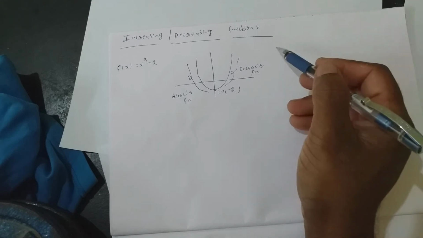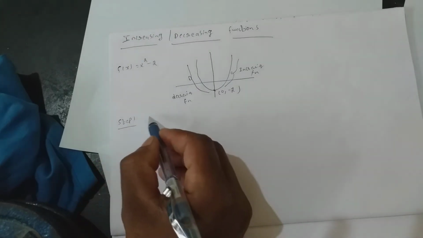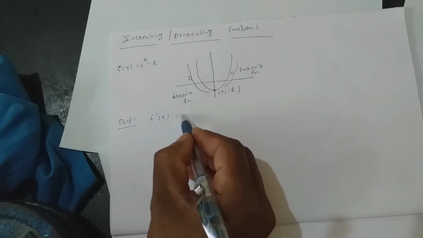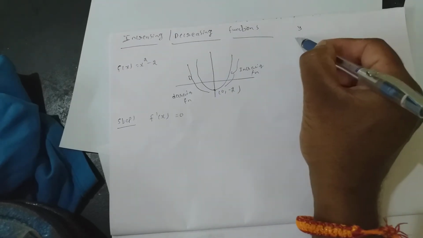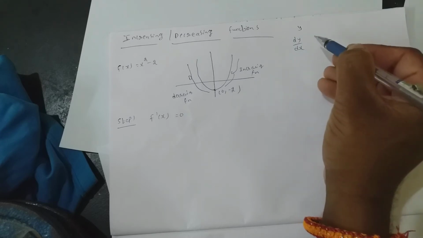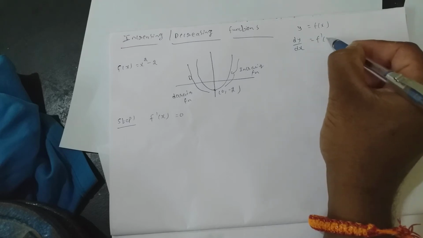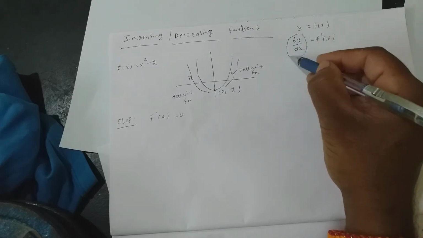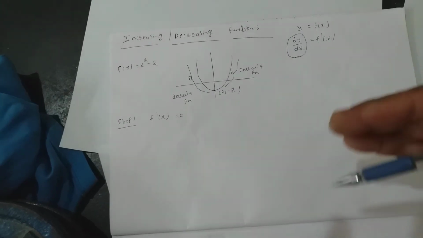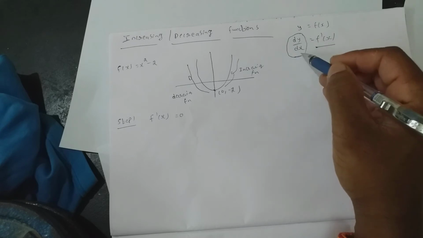Now, how does differentiation help us to find out the range where it is increasing or decreasing? First step, you need to equate f dash x equal to 0. Next, dy by dx: your y is nothing but f of x, and dy by dx is nothing but f dash x. Both are the same. So in place of writing dy by dx every time, from now onwards I will be writing f dash x. That automatically means it is nothing but dy by dx.